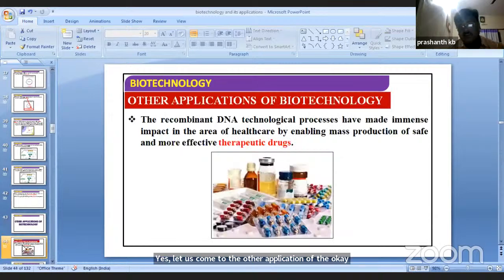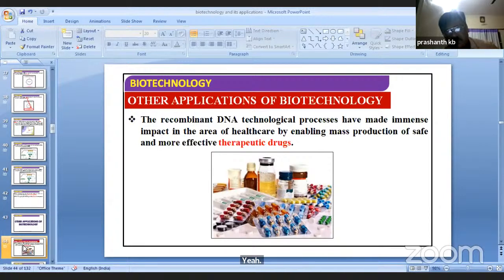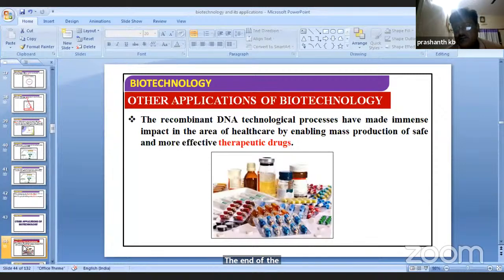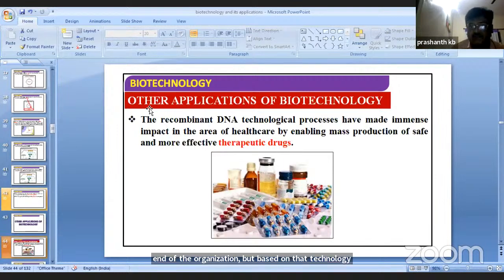Next. Let us come to the other application of biotechnology. Now, medicinal industries or pharmaceutical industry. So, coronavirus infection, everybody knows. Covishield and Covaxin are the two drugs which were available in India for vaccination. So, do you think these two drugs are obtained naturally? It is obtained by genetic engineering technique only. They have manipulated the DNA of the organism. So based on that technology, they have produced Covishield and Covaxin. So that is the application of biotechnology.